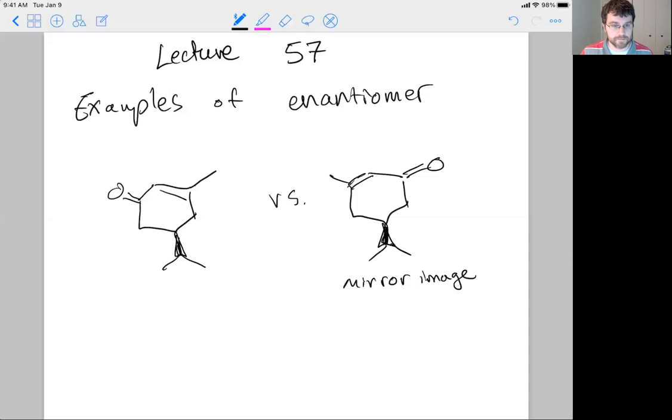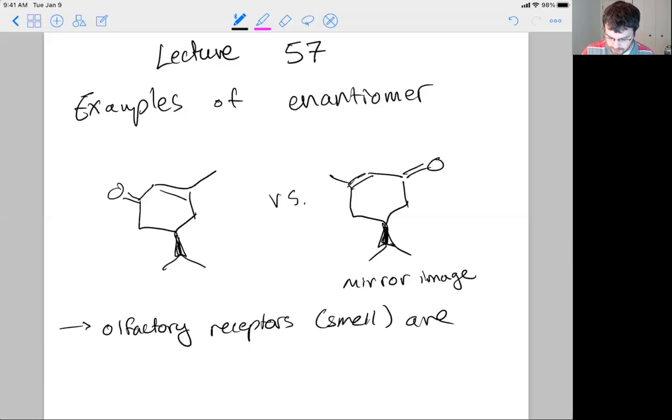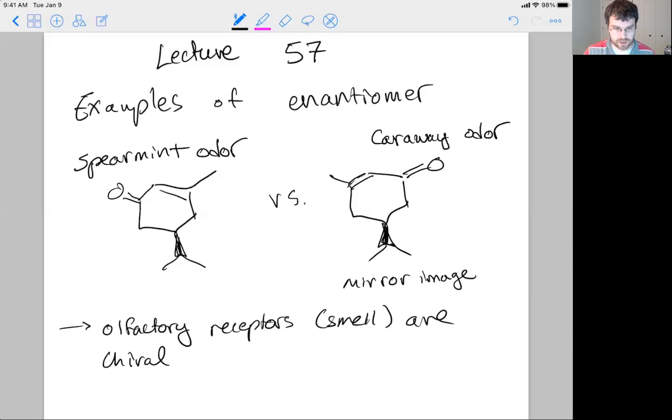Okay, so what's interesting about these is that they highlight the fact that our olfactory receptors, which are in our nose and allow for the sense of smell, are chiral. And as a result, each of these enantiomers will interact with the olfactory receptors in our nose differently. So what we smell in one side, caraway odor for one enantiomer, would actually provide the spearmint odor with a different enantiomer.